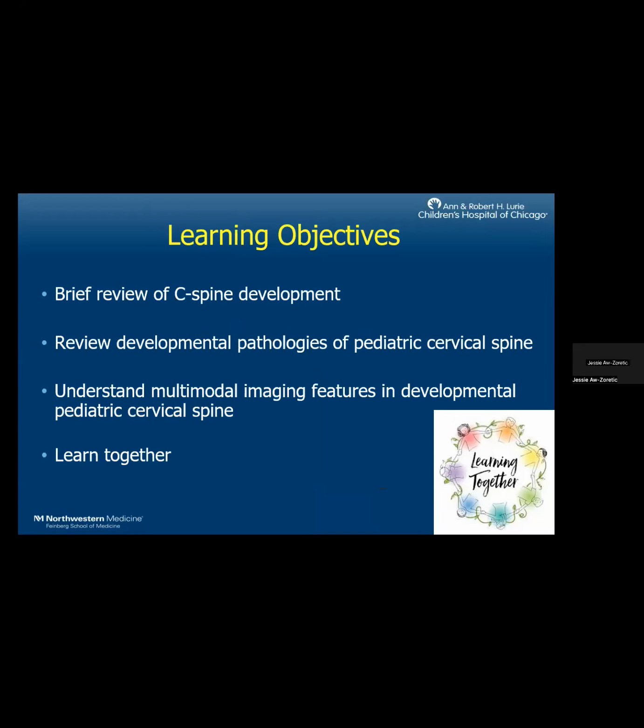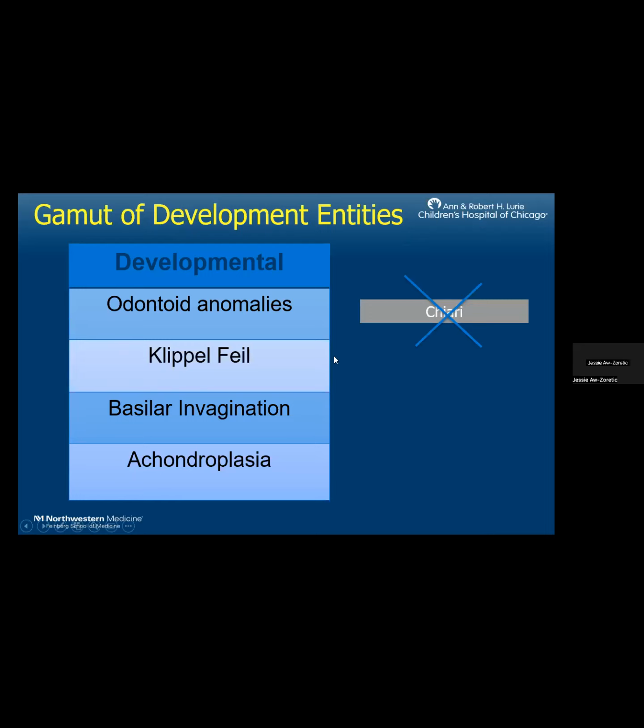We're going to briefly review the C-spine development and embryology. We'll focus more on the developmental pathologies, because so many things can affect the spine. Obviously, the big thing we know of is trauma, but I want to do something different with a more pediatric focus. Through that, we'll understand the multi-imaging features in the developmental anomalies that affect the pediatric spine, and hopefully we will learn together.